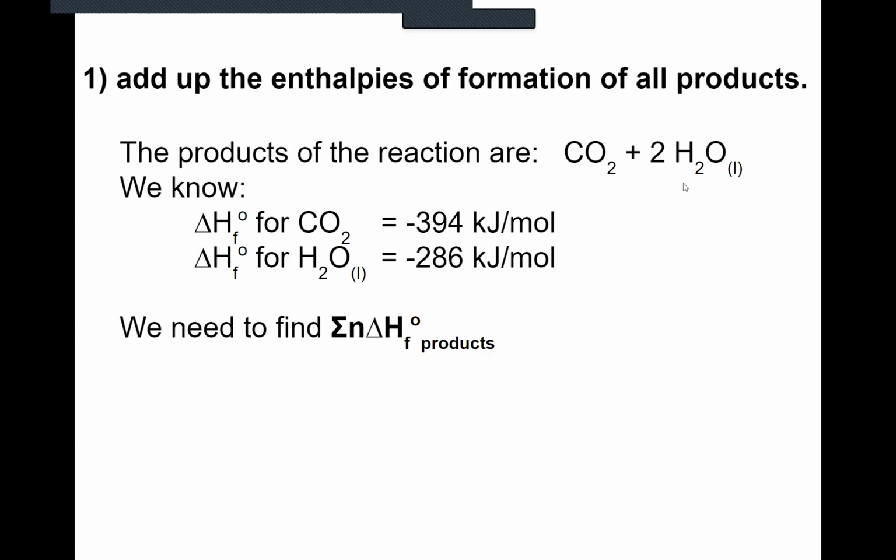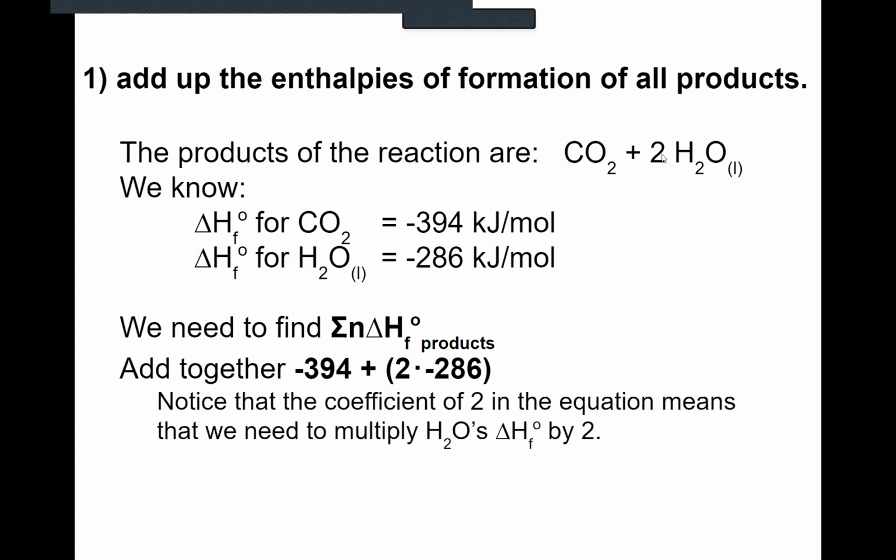We need to find the sum of the enthalpies of formation times the coefficient for all of the products. So that means CO2, the negative 394, plus 2 times the negative 286 for water. The reason there's a 2 times is because the coefficient for water was a 2 in the equation. And if you add that together on a calculator, you would get negative 966 kilojoules. That's the sum of the enthalpies of formation for all of the products.